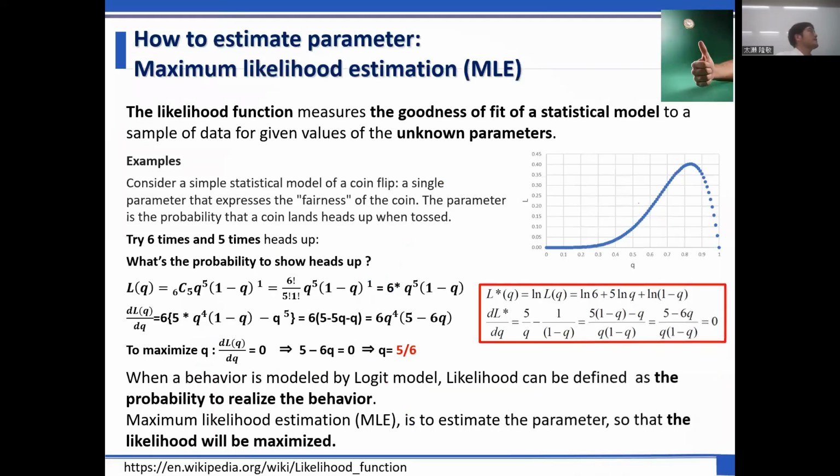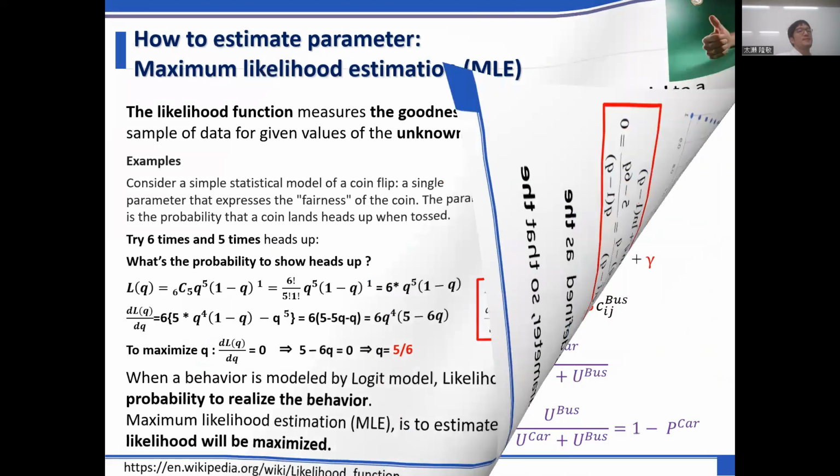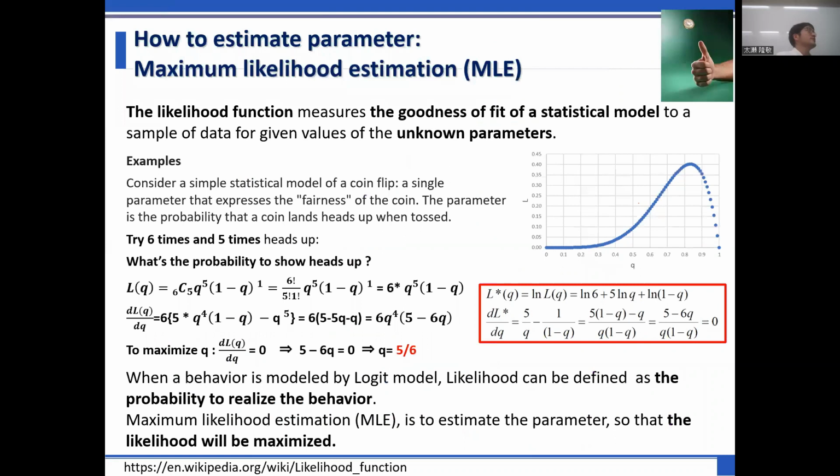Then yes, it's a very, very complicated stage. However, let me explain about the maximum likelihood estimation. Yes, I think not so many persons have heard about these terms. I'm also not so familiar. The likelihood function measures the goodness of fit of the statistical model to a sample of data for given values of the unknown parameters.